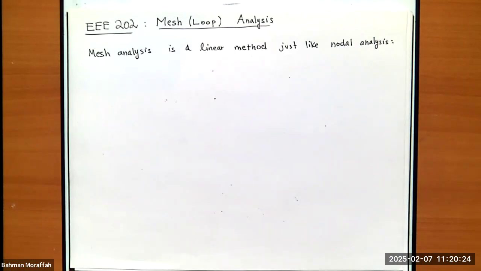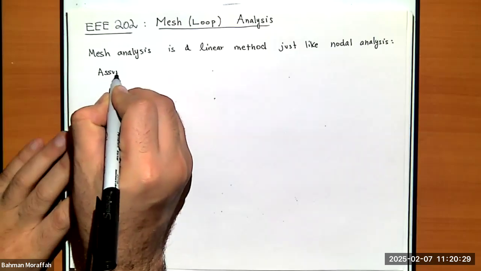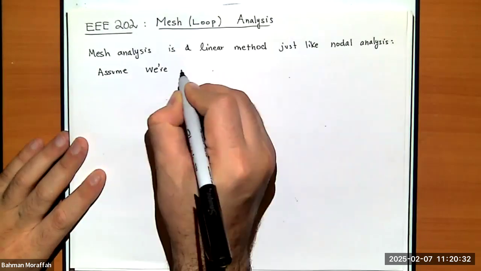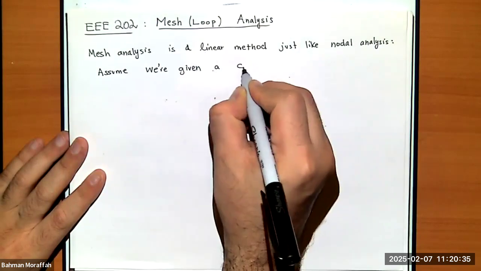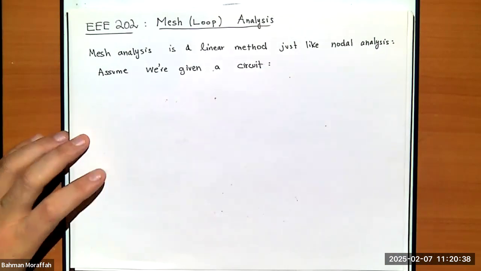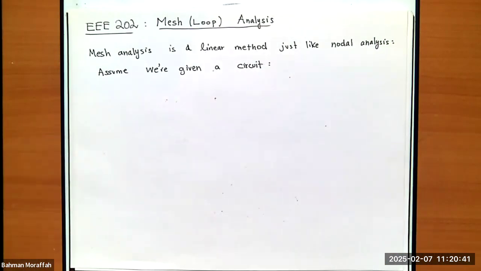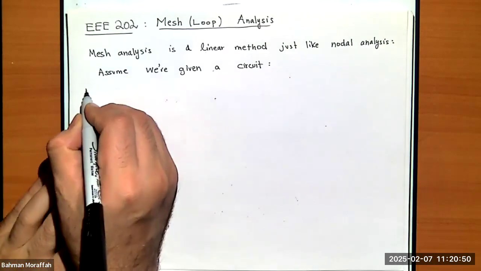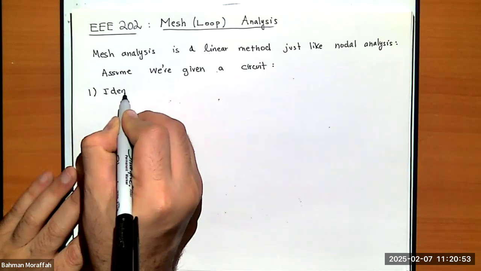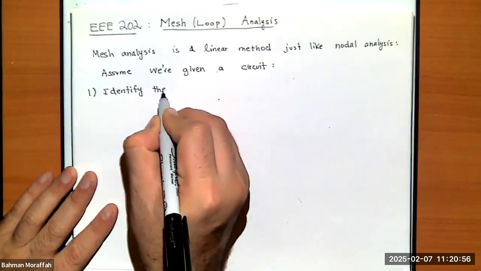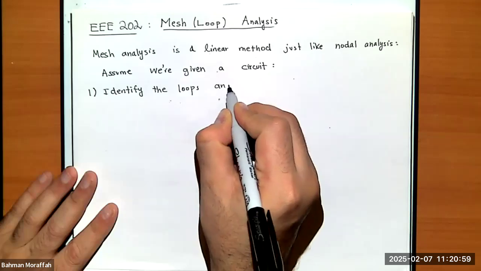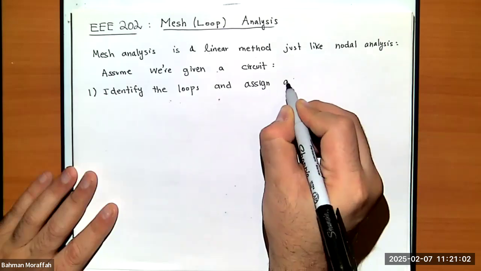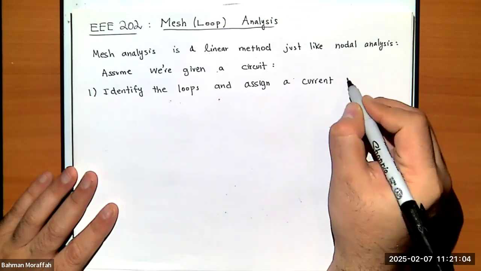But what does it say? Let's just say we're given a circuit. Here's the recipe we should follow. The first step is to identify the loops and assign a current to those loops.